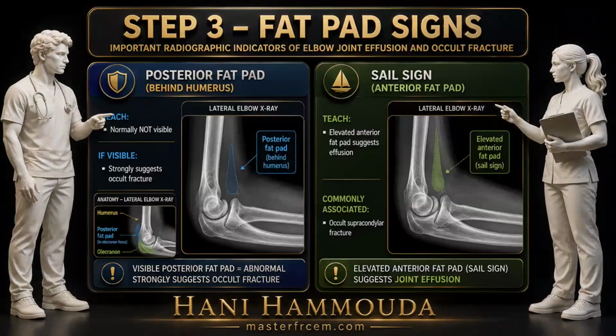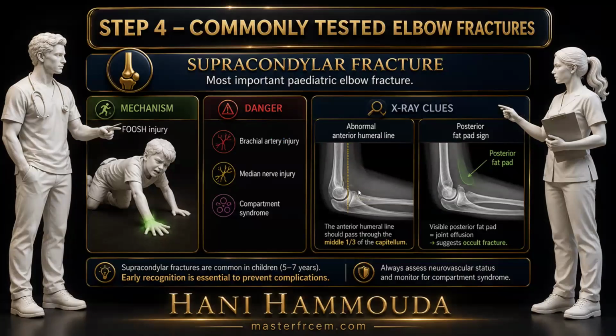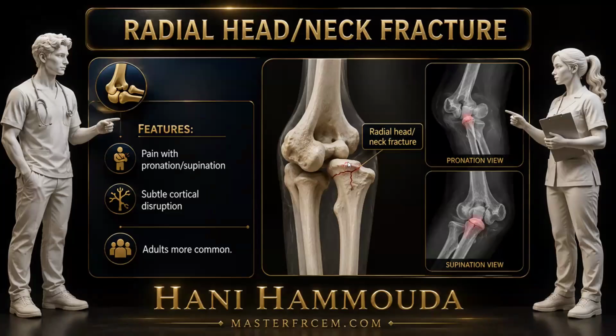So now we finished talking about supracondylar fracture, right? Then we will go for radial head fracture. How to catch this one? You will find it on X-ray, yes, but before doing the X-ray, you should check the features, the signs. When you ask the patient to do pronation, supination, he has pain in the radial head. Subtle cortical disruption, more common in adults.